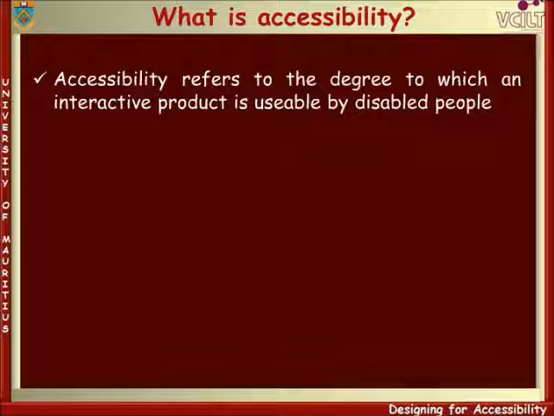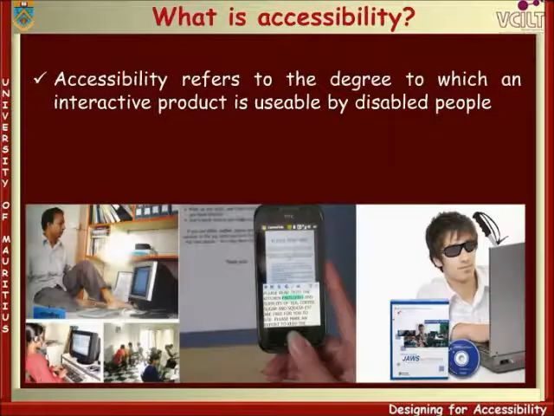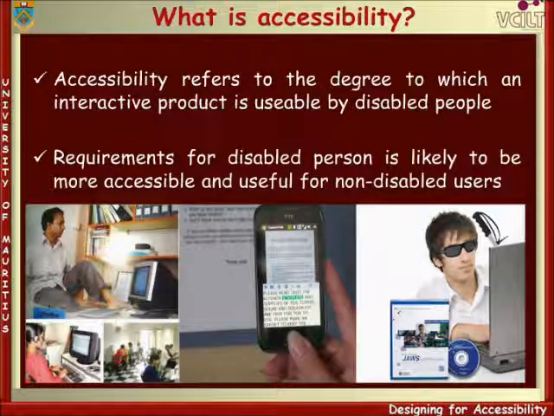The term accessibility normally refers to the degree to which an interactive product is usable by disabled people. It should be noted that one survey found that a significant proportion of the adult UK population, about 14%, is disabled. So widening accessibility to include disabled people might involve a considerable increase in the number of people who can use a particular product. Designing for accessibility will take into account the requirements of disabled people, which is likely to be more accessible and useful for non-disabled users.